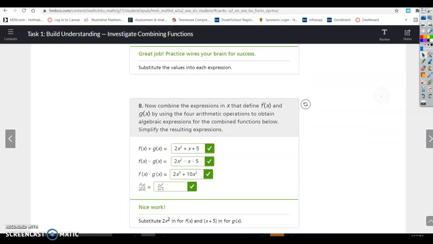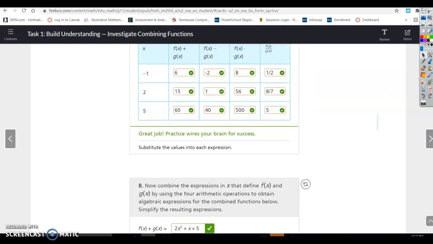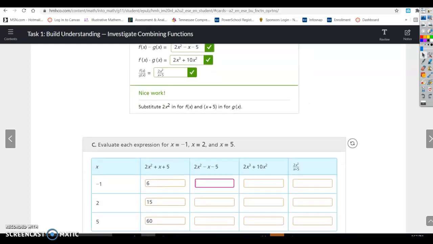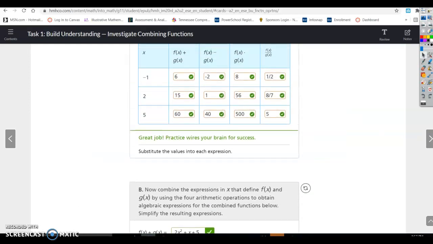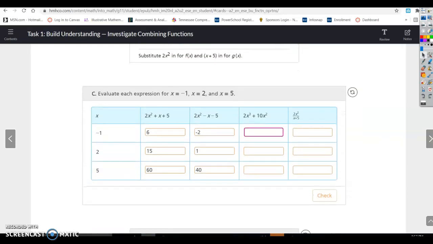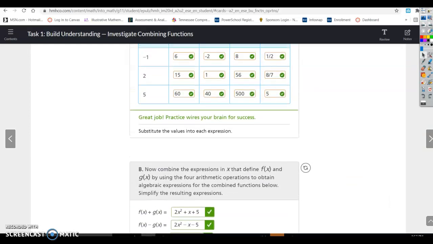So we've got subtraction. So we got -2, 1, and 40. Then multiplication: 8, 56, and 500. And then division.